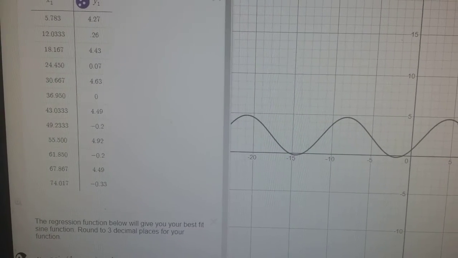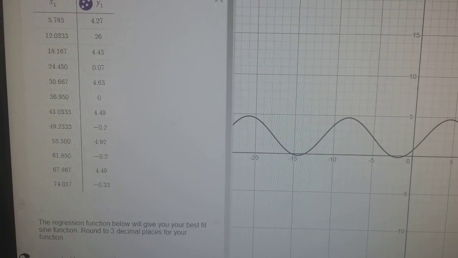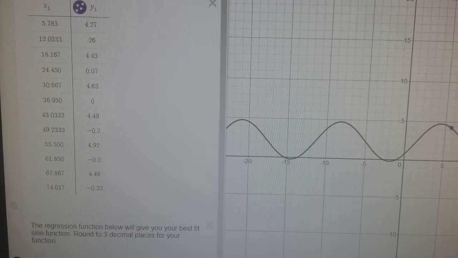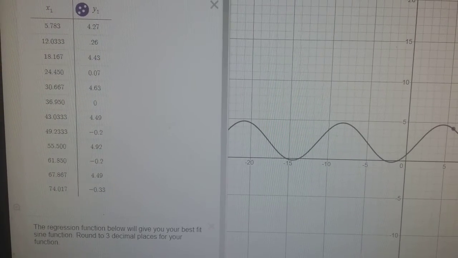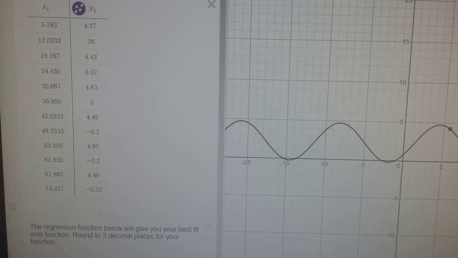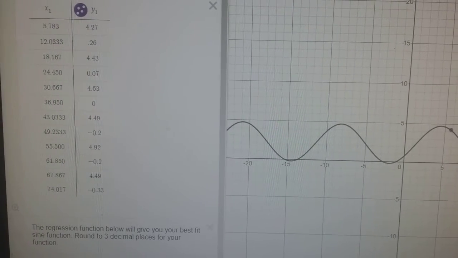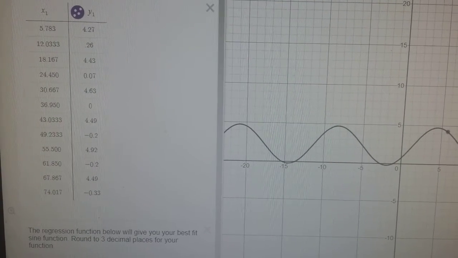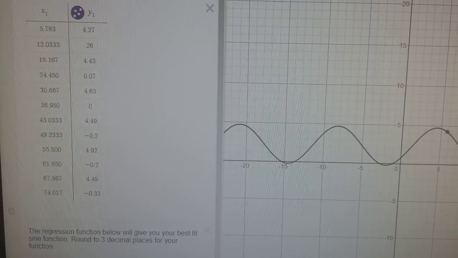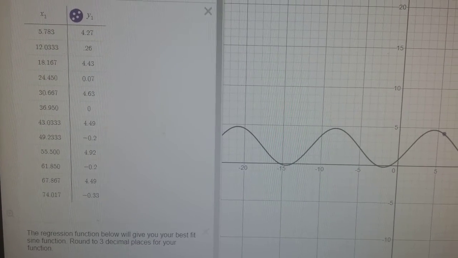This video will explain how to graph sinusoidal functions. I chose to graph the tides of the waves in Corolla, North Carolina, specifically the Currituck Lighthouse. I got my data points from a reliable source, and I converted the times to hours since 12 a.m.